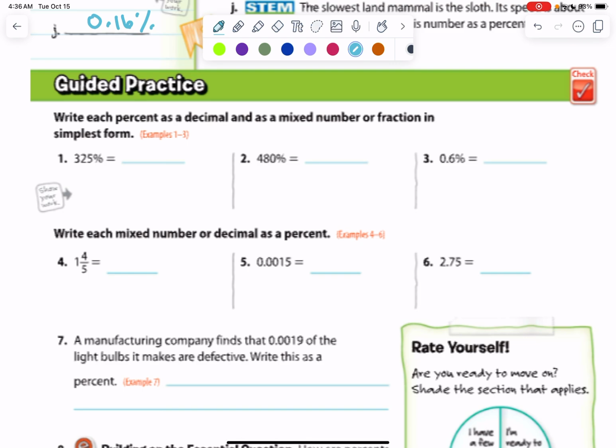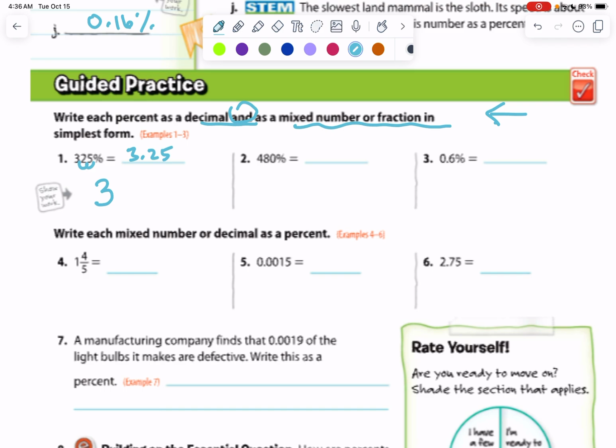Okay, so write each percent as a decimal. Remember, that's 2 places to the left. 1, 2, 3.25, and as a mixed number or fraction. So that's 3 wholes and 25. Do you guys remember how that works?